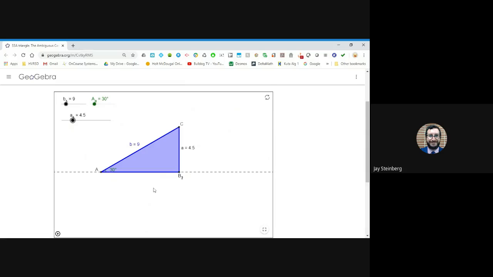If I animate this, there's no pendulum swinging. This is the only point, the only way that this side length will contact it if it's perpendicular to the baseline. So this video essentially describes when there's 0, 1, or 2 triangles possible using the ambiguous case. Again, that happens when small side, long side, and angle, because there's no SSA congruence property.